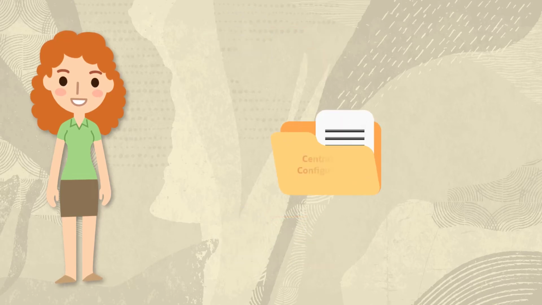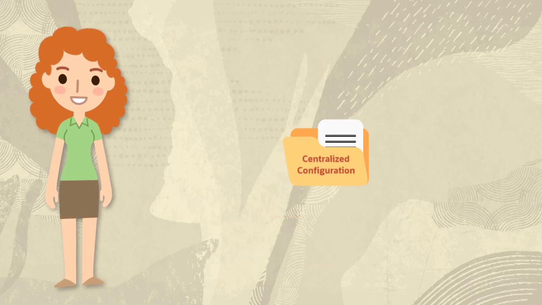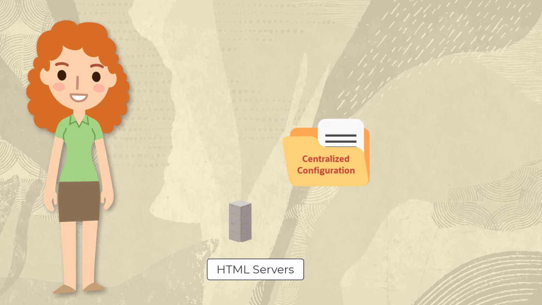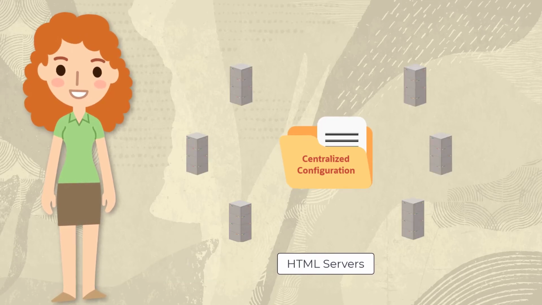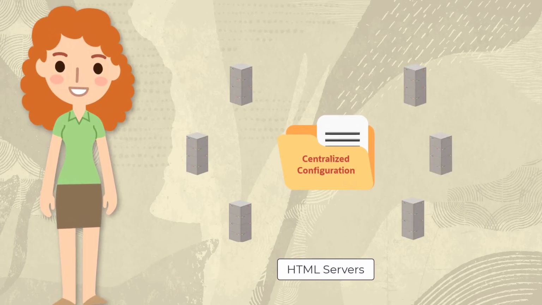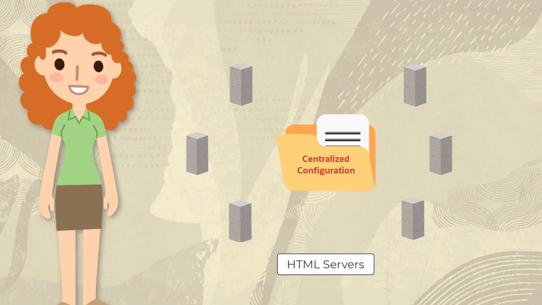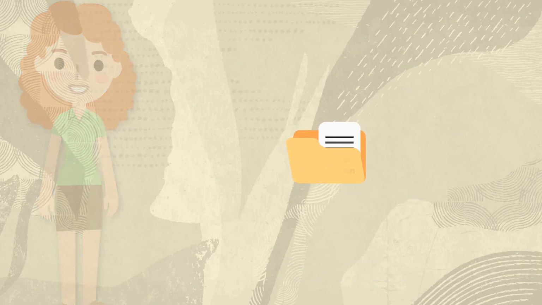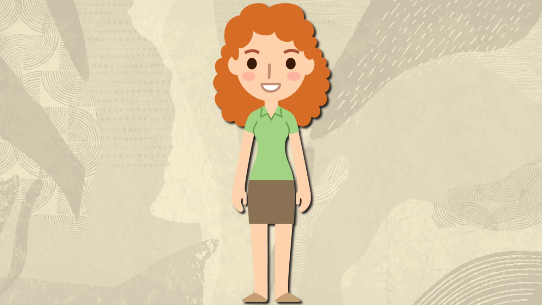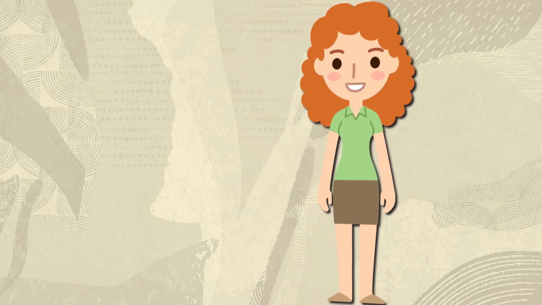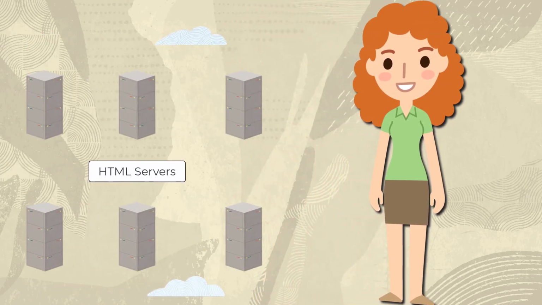With access to centralized configuration, she can now manage the configuration settings of HTML servers from a single location. Jennifer no longer needs to spend time and effort navigating through multiple server instances to manage the configurations. What's more, with the help of centralized configuration, she's now able to maintain multitudes of server instances.